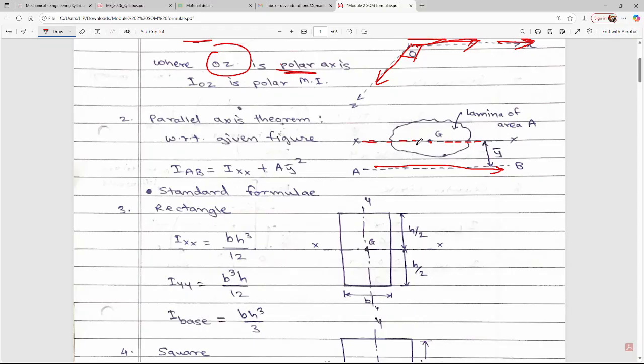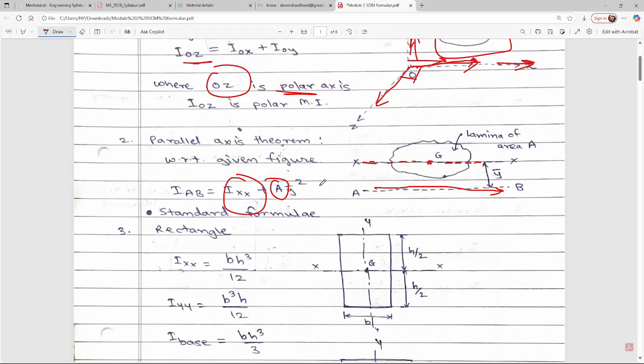Okay, so it's a centroidal axis because it's passing through a centroid. Okay, so what will be its formula: IAB, means moment of inertia with respect to AB, is equal to IXX plus A y bar square. It means A is area. Okay, IXX will be the centroidal axis formula.